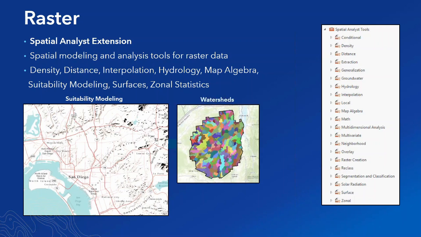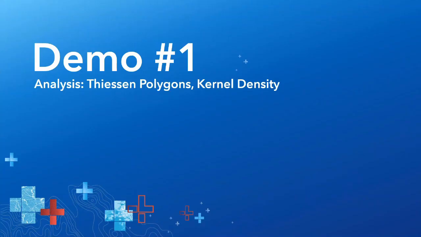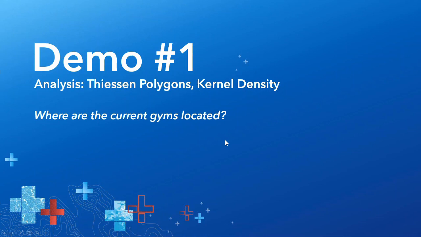With raster analysis, you can also do things like delineate watersheds based on digital elevation models and do classic density maps. So let's take a look at our first demo. We'll set up the scenario and the certain questions that we want to answer.